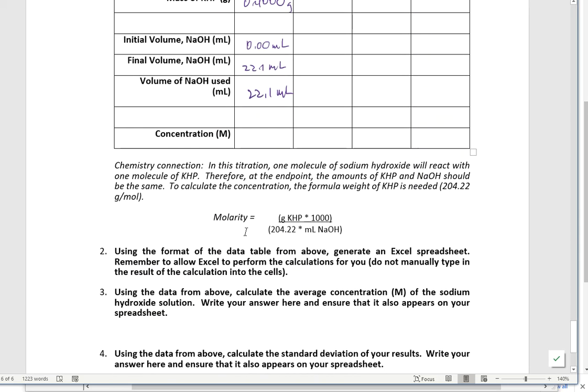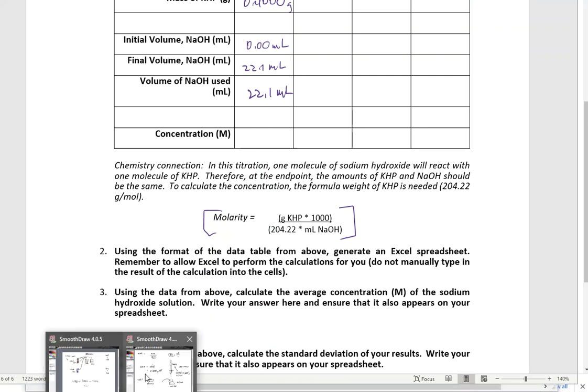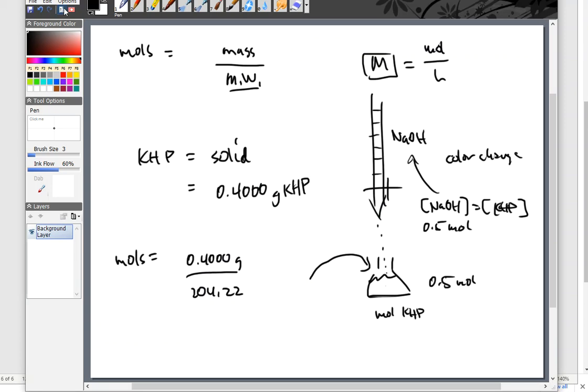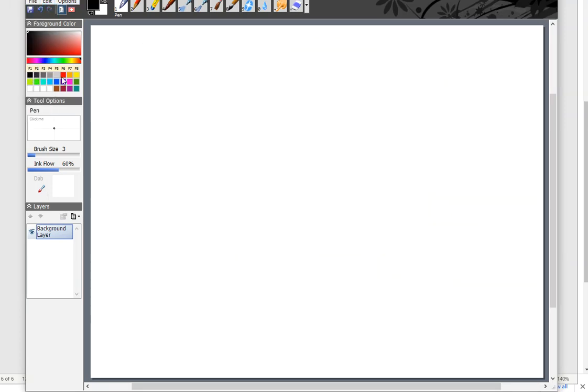All right, so to calculate the concentration, we give you the equation down here at the bottom. Molarity equals grams of KHP times 1,000 divided by 204.22 times the milliliters of NaOH. This is a one-shot kills-all kind of method. You just plug your numbers in where you need to, and then that will pop out a concentration for an answer. However, if we were doing this for real without that shortcut, we'll walk through the math one more time.